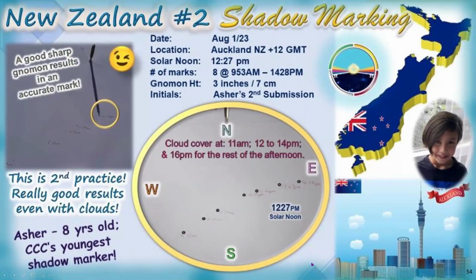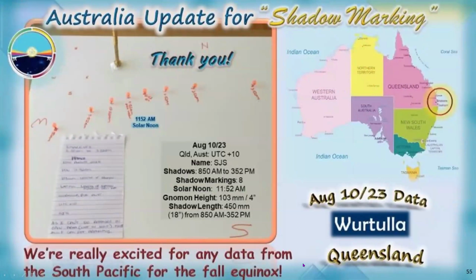Asher, we're looking forward to your submission. New Zealand and Australia are really super important this year. We're going to be showing that a little bit later on.